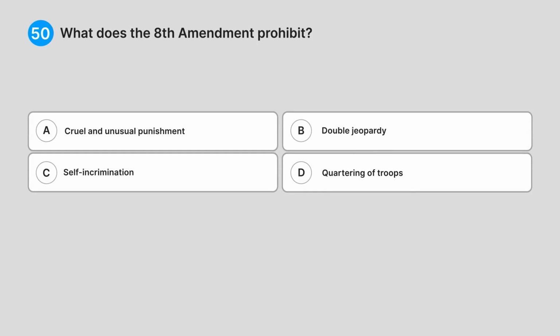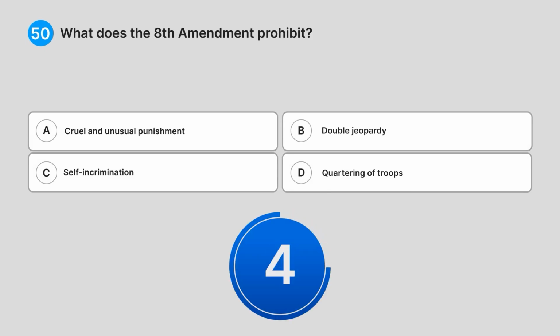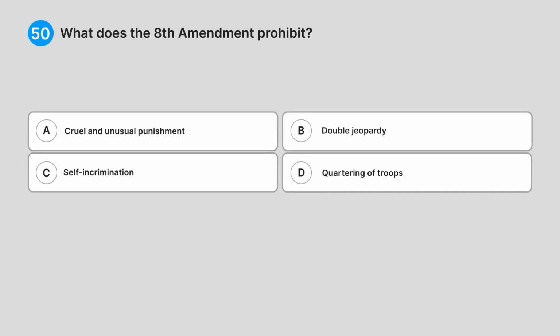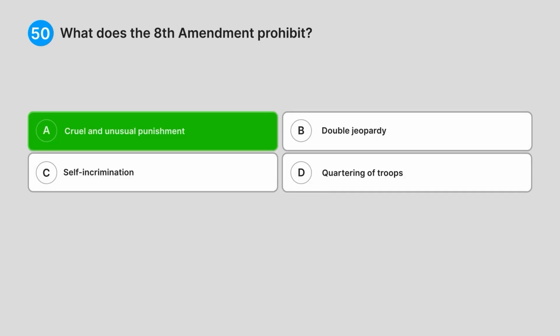50. What does the Eighth Amendment prohibit? A. Cruel and unusual punishment. B. Double jeopardy. C. Self-incrimination. D. Quartering of troops. Can you guess the answer? Correct answer, A. Cruel and unusual punishment.